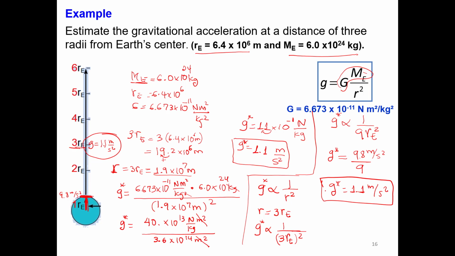And you had two different ways to solve the problem. This is way number 1, using the equation. And this is way number 2, using the proportionality concept. Then you had two different ways you can solve the problem, and it's up to you which way is easier for you to solve.